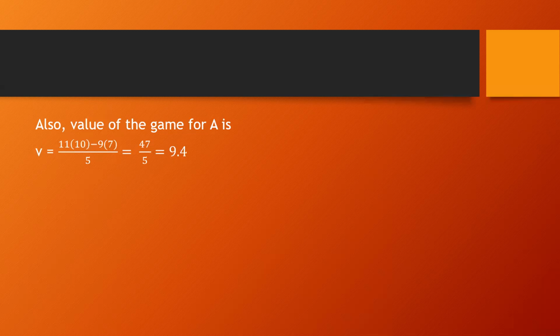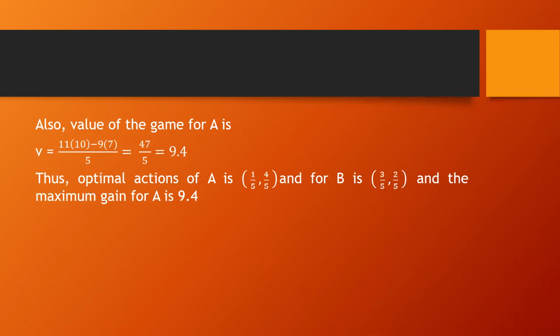The optimal actions for A, or the strategy for A, would be in the probability 1/5. So he'll be playing the first strategy 20% of the time, and 80% of the time he'll be playing the second strategy.